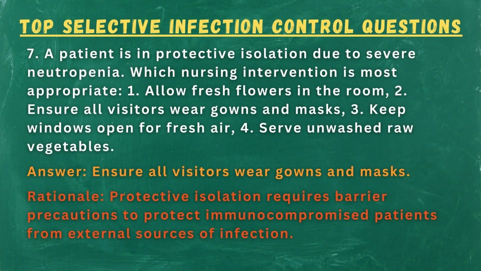7. A patient is in protective isolation due to severe neutropenia. Which nursing intervention is most appropriate? 1. Allow fresh flowers in the room. 2. Ensure all visitors wear gowns and masks. 3. Keep windows open for fresh air. 4. Serve unwashed raw vegetables. Answer: ensure all visitors wear gowns and masks. Rationale: protective isolation requires barrier precautions to protect immunocompromised patients from external sources of infection.